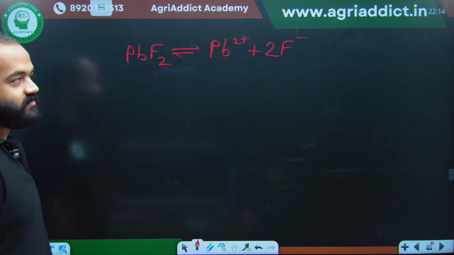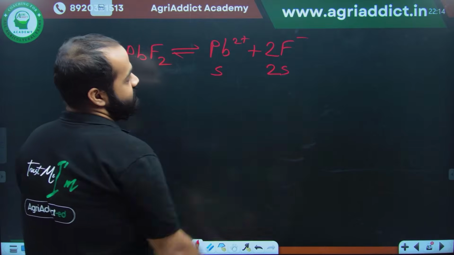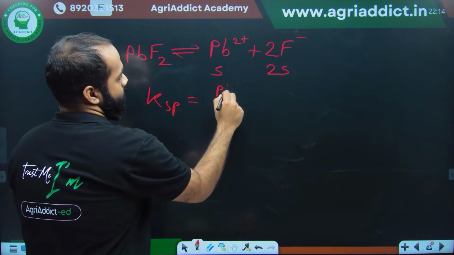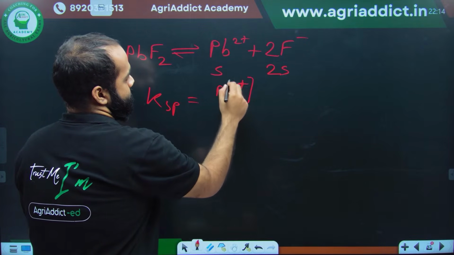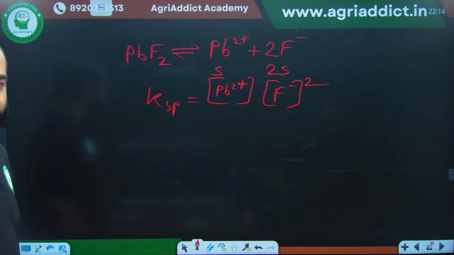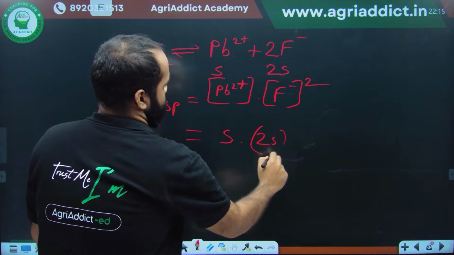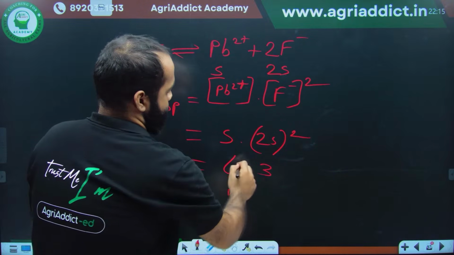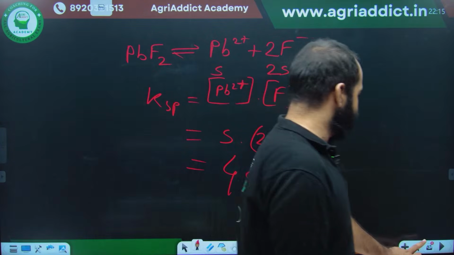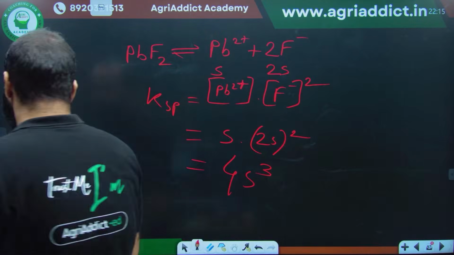This is how it will dissociate. All right. So let us assume the solubility as S. So this will be S, this will be 2S. So in equilibrium, the solubility product will be, this is the equation, right? So अब KSP का जो value है, KSP का value दिया गया है ना? Solubility product का value है 3.2 into 10 to the power minus 8.